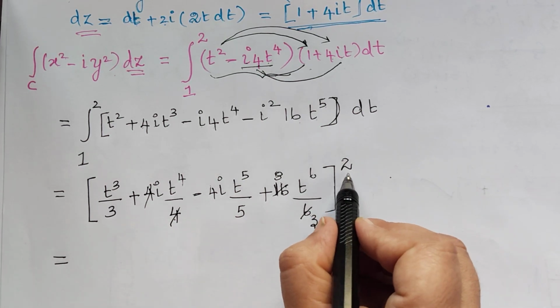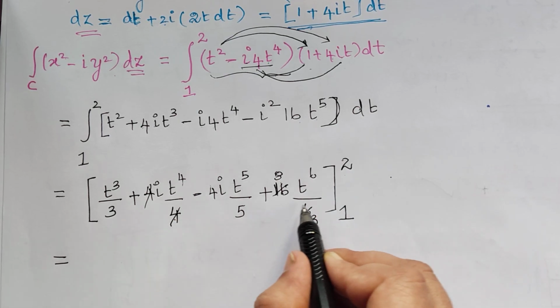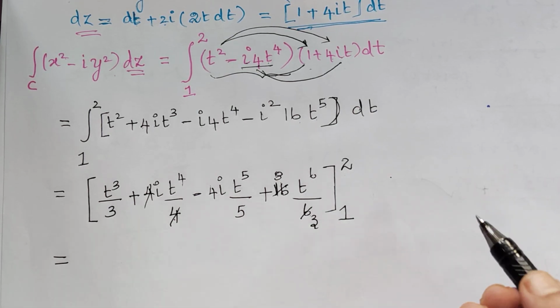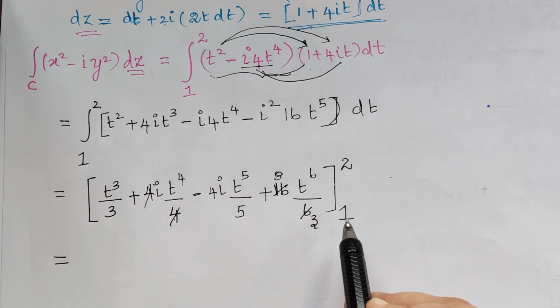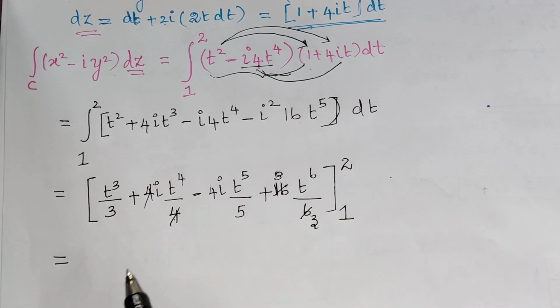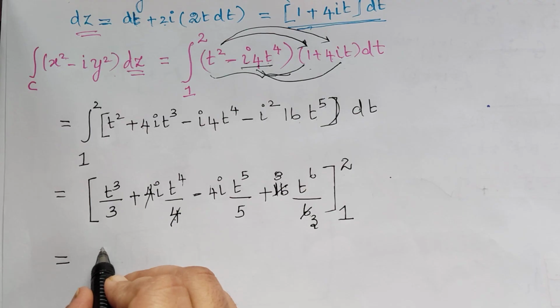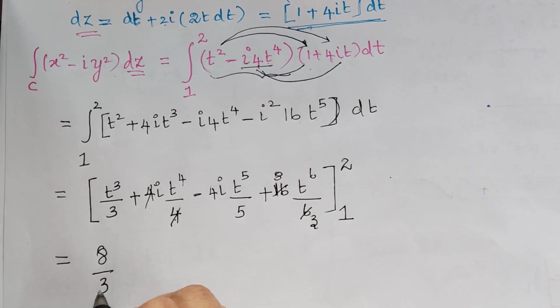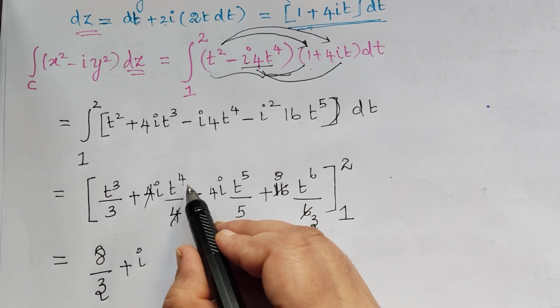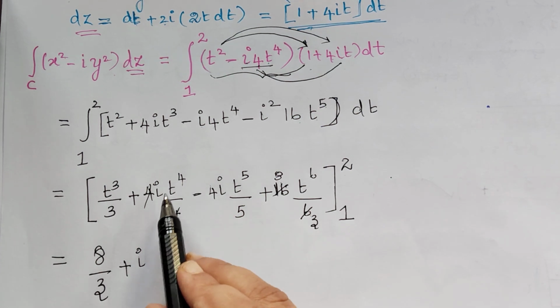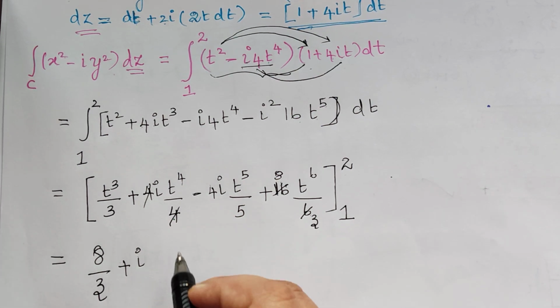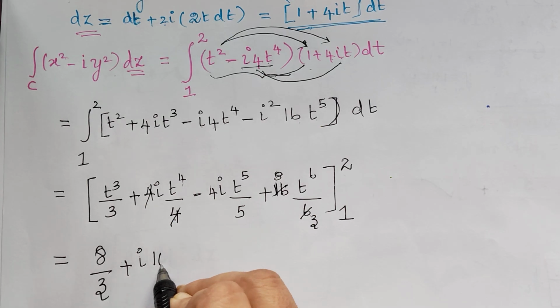Now when we apply the limits, throughout we will first apply the upper limit and then minus throughout the lower limit. So first when we apply the upper limit, it will be 2 cube by 3. So what is 2 cube? It is 8. So 8 by 3. And then plus i multiplied with t to the power 4. What is 2 to the power 4? It is 16. So this will be 16.